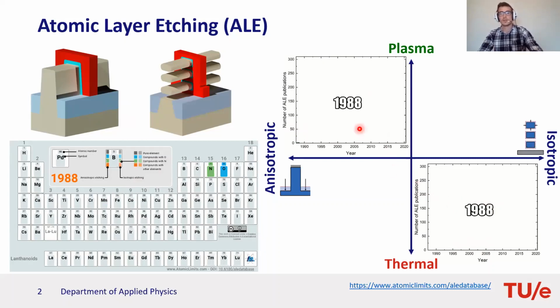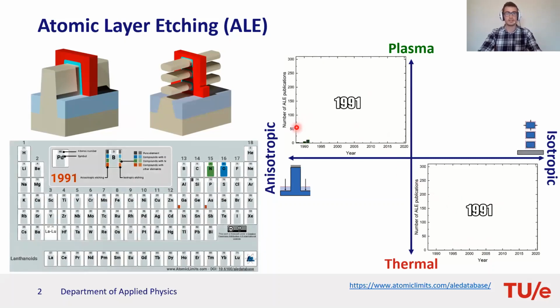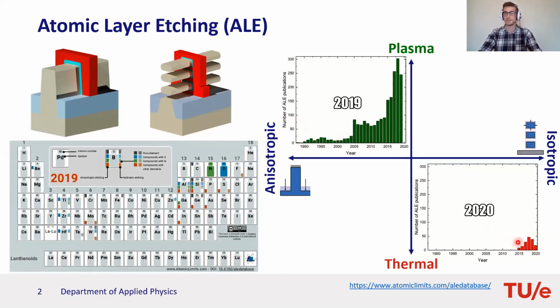And we can see that after being introduced in about 1988, the number of publications for ALE has been slowly increasing, and the number of materials that can be etched by ALE is also slowly increasing. This suggests that there's an increasing demand for this atomic scale processing. We also noticed that isotropic ALE is first documented in about 2015 by the George Group.